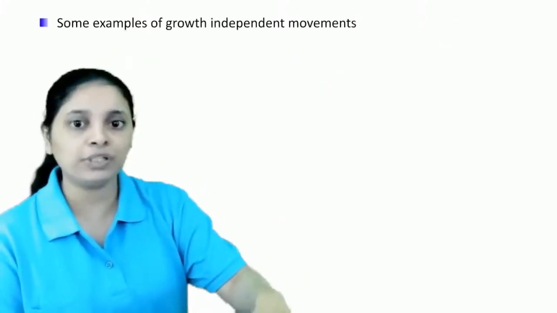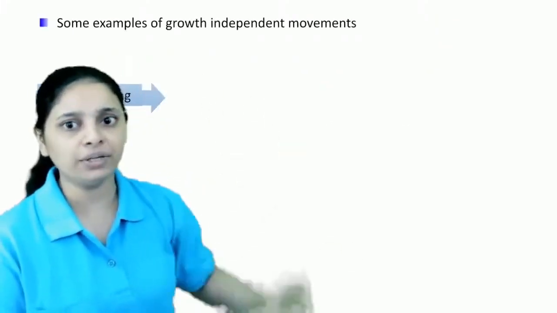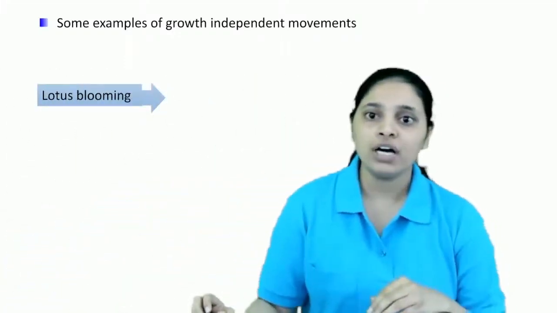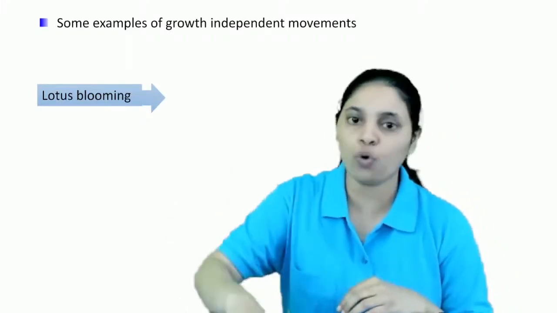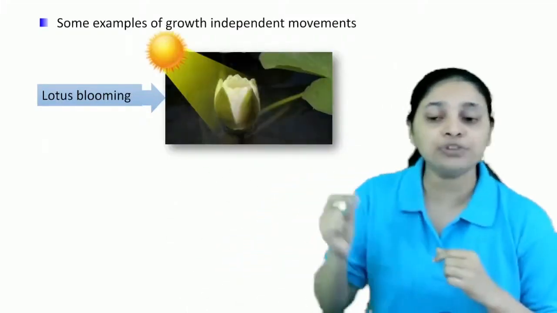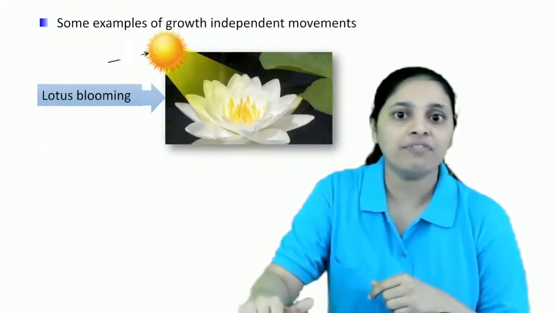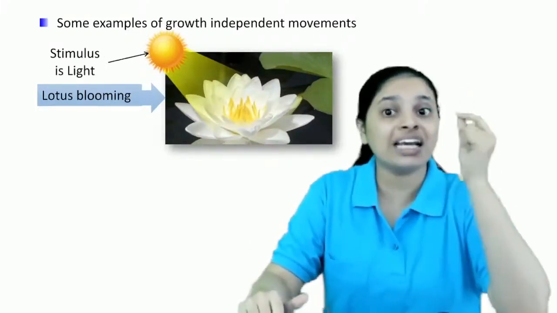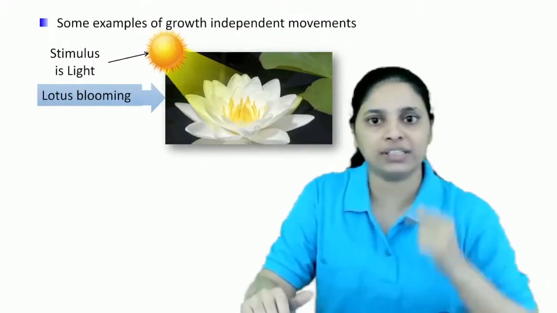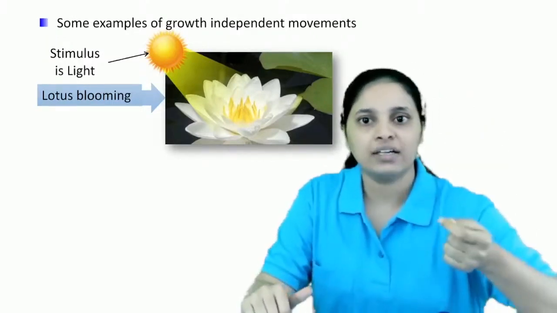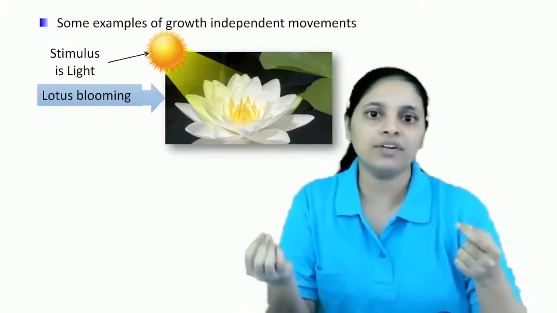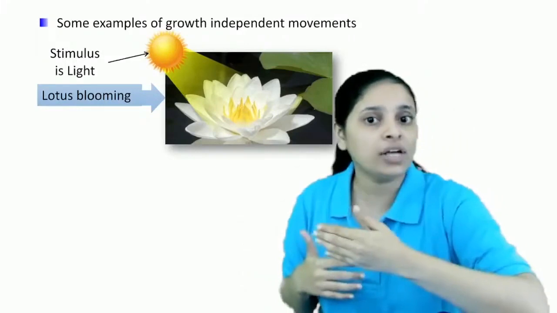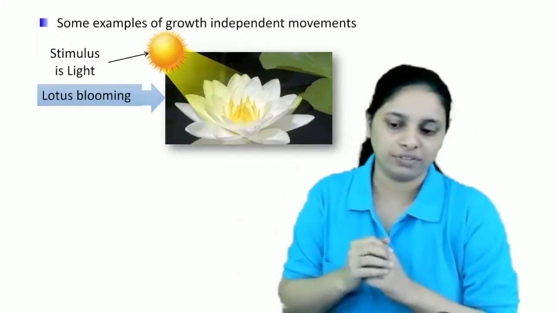So some more examples of growth independent movements. Okay, यहाँ पे सबसे पहले हम example लेंगे of lotus, which is blooming, which is opening, right? So when light is present, in presence of light, we can see that the flower opens up, right? So here light will be the stimulus. When light is present, only in this scenario, the flower is opening, right? So light is the stimulus, and what is the response? Opening of the flower, right?